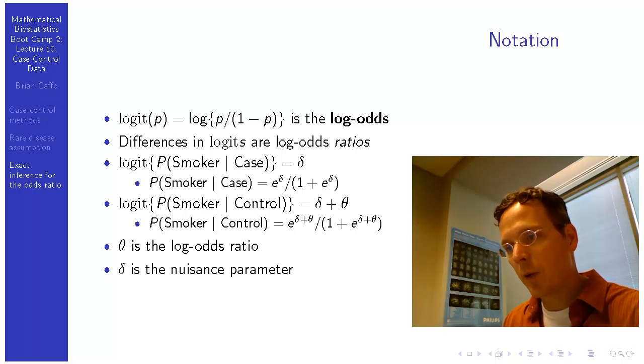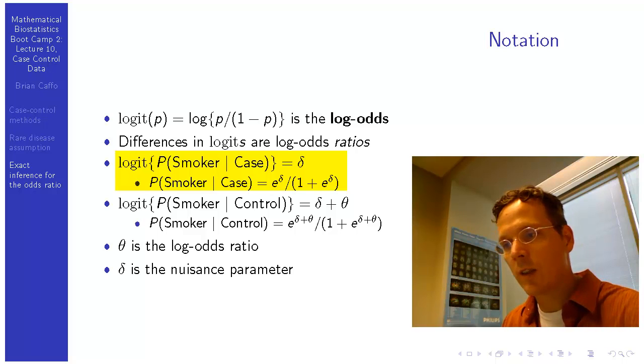So as an example, let's define the logit of the probability of being a smoker given that you're a case as delta. And by the way, this implies that the probability that you're a smoker given a case is e to the delta over 1 plus e to the delta. So if you invert the logit function, you get that.